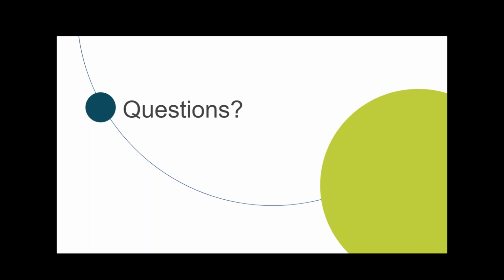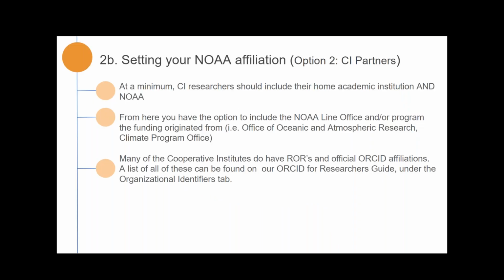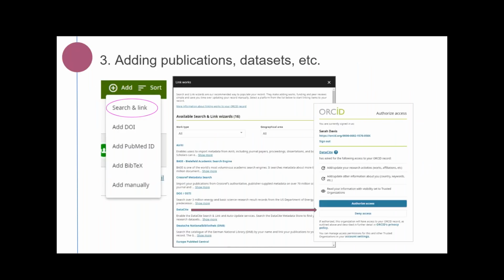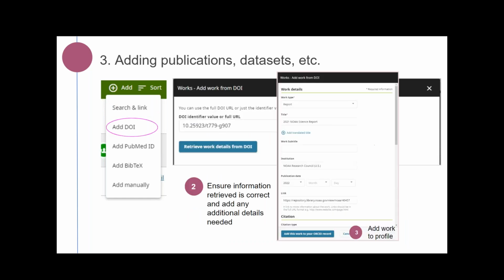So that is the end of my main slides, but I am going to skip ahead for a quick second, and then we'll do some questions. The supplemental slides, I'm just going to blow through super fast. I do have a couple slides in here about putting in NOAA affiliations for cooperative institute partners. And then this is what I was talking about. Sarah has created a nice long and detailed discussion on how to add publications or data sets to your ORCID. So there's quite a few slides here that folks can go through.